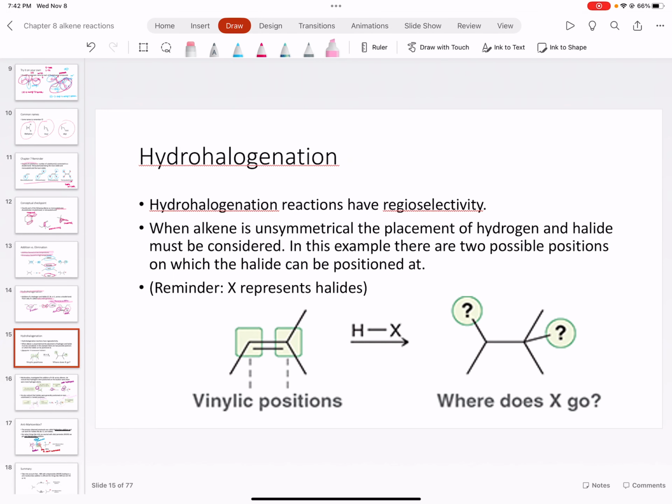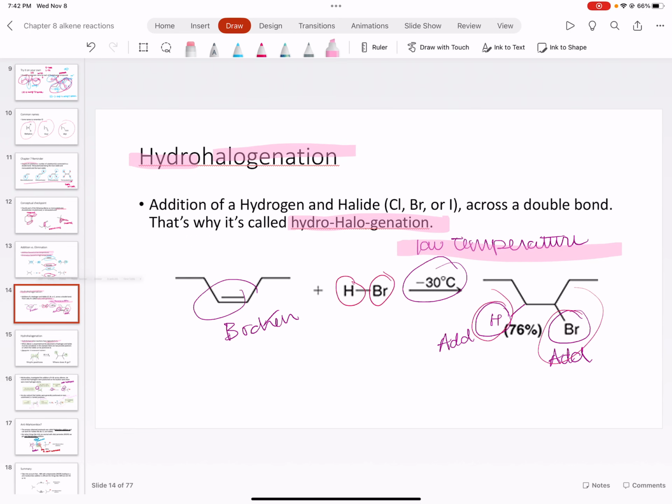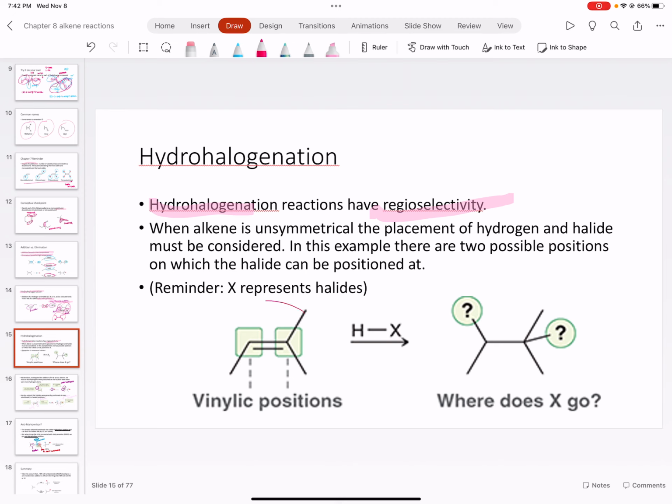So then with hydrohalogenation reactions, we have selectivity. When an alkene is symmetrical, the placement of hydrogen and halide doesn't matter. In this example we didn't consider the placement because in any site it would end up being the same. If I were to add the bromine on the other side and the hydrogen on the other side, they would still be the same. But in here, this is not symmetrical, so it will give a different product.